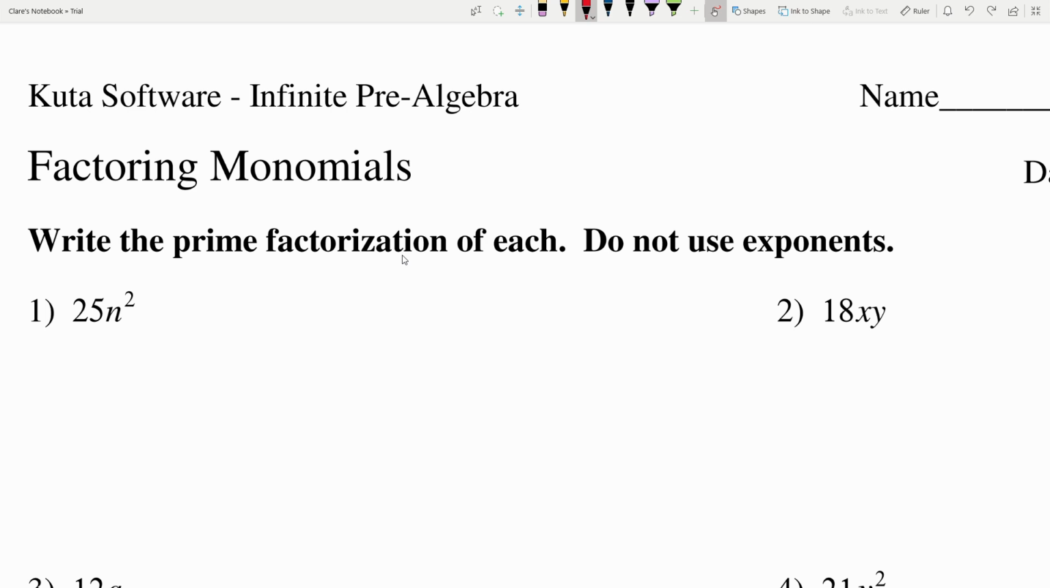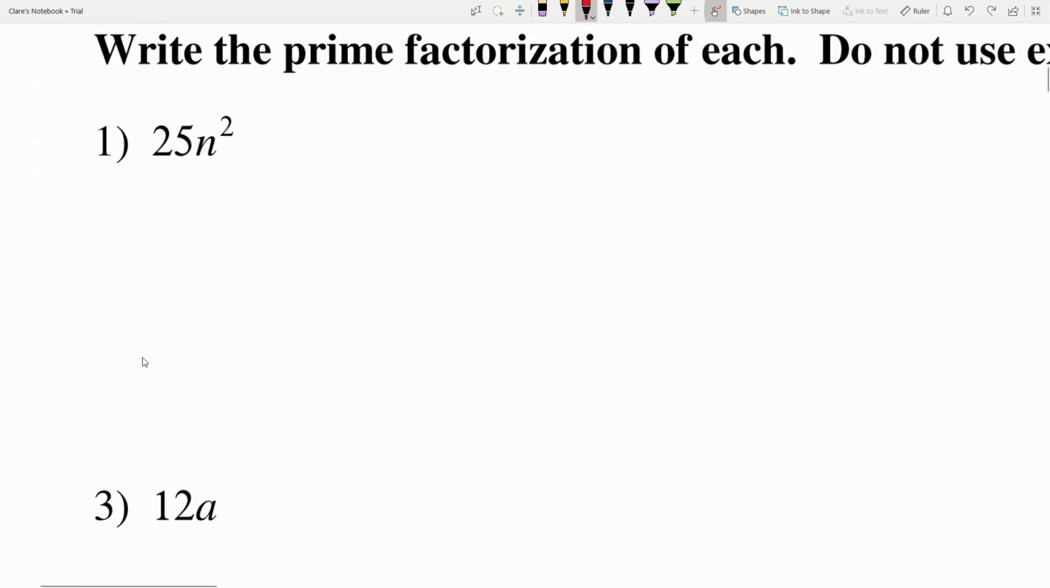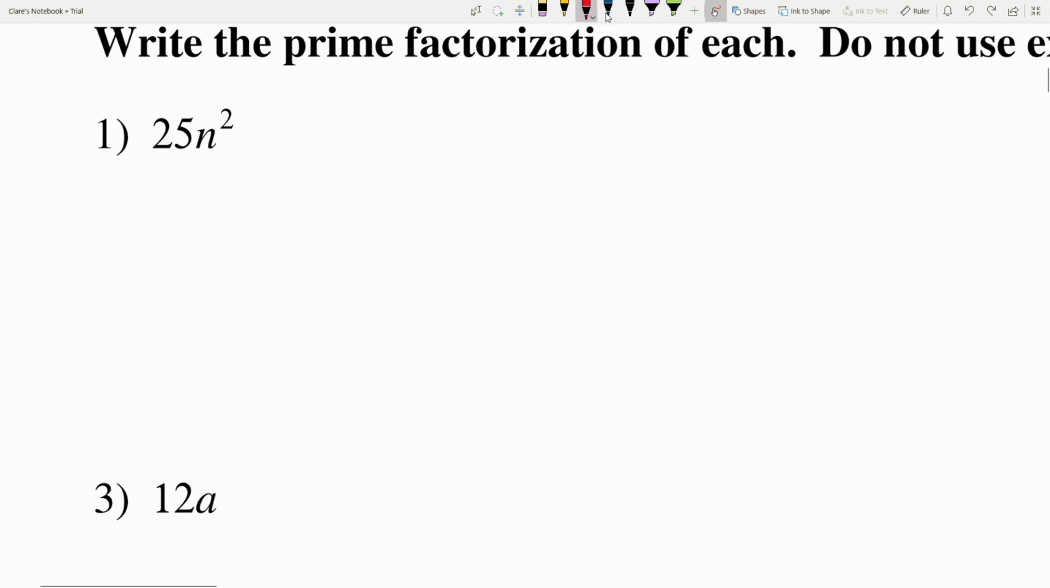So let's dive into number 1. Now in number 1, we have 25n squared. So n is our variable, and we don't know whether that's prime or not prime. So that's going to remain as a variable, but it says not to use exponents, so n is going to become n times n. But first, let's work on 25. 25, in order to write that as a prime factorization, that's going to be 5 times 5.